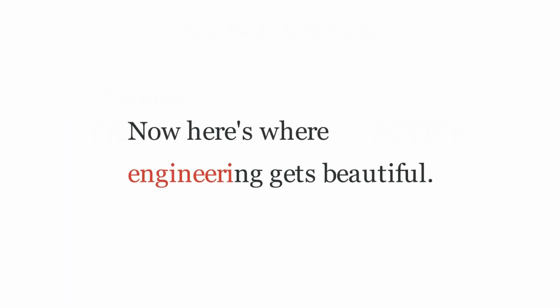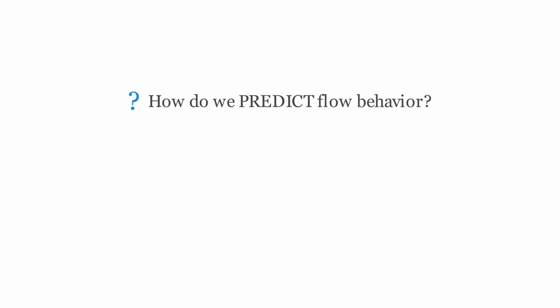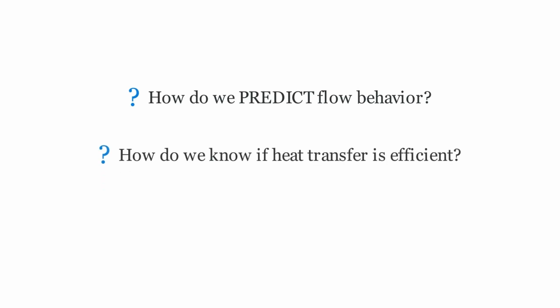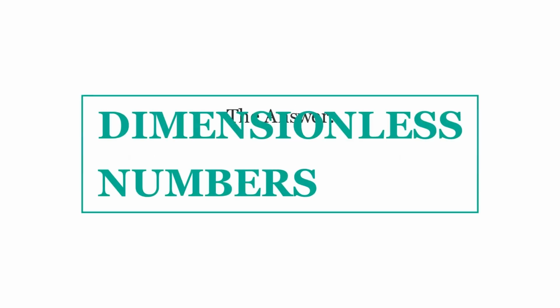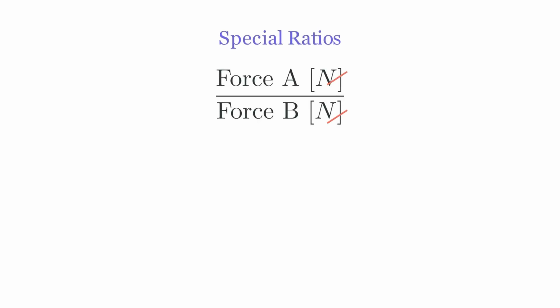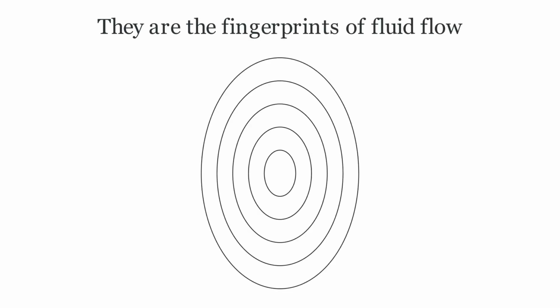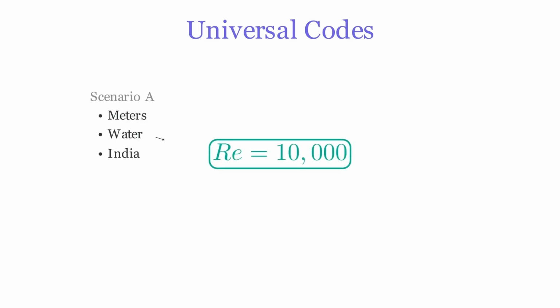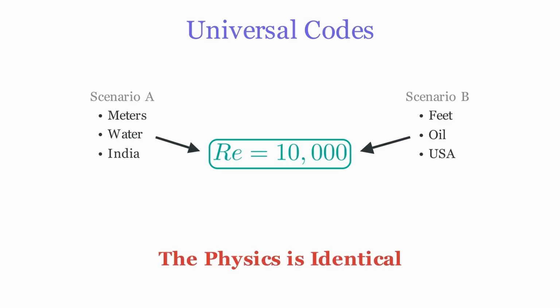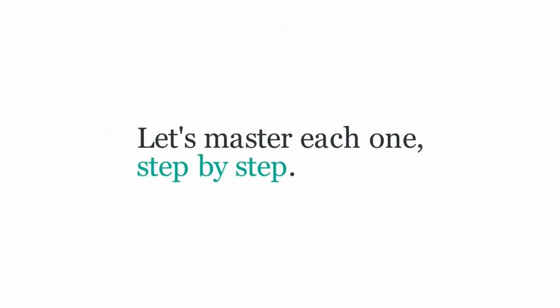Now here's where engineering gets beautiful. How do we predict whether a flow will be smooth or chaotic? How do we know if heat transfer will be efficient or not? How do we design systems that work before we build them? The answer is dimensionless numbers. These are special ratios, numbers without units, that tell us everything about how a fluid will behave. They're like the fingerprints of fluid flow. Think of them as universal codes. A Reynolds number of 10,000 means the same thing whether you're working in meters or feet, with water or oil, in India or America. That's the power of dimensionless numbers. Let's master each one, step by step.